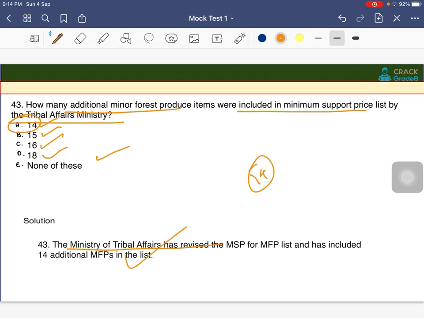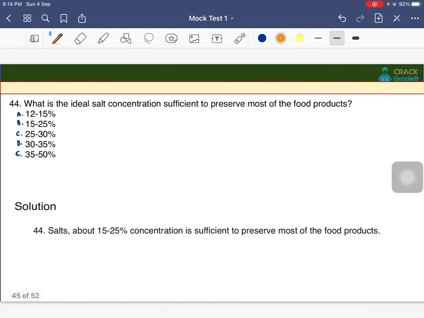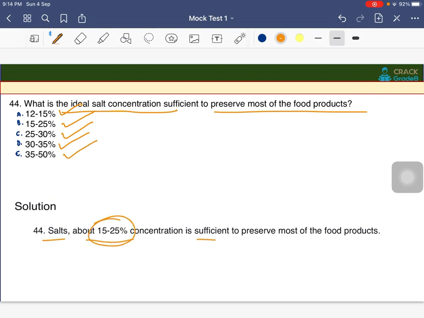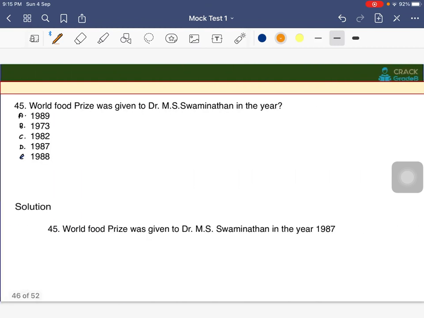What is the ideal salt concentration sufficient to preserve most food products? 12 to 15, 15 to 25%, 25 to 30%, 30 to 35%, or 35 to 50%. Salt at about 15 to 25% is most favorable to preserve most food products. World Food Prize was given to Dr. Swaminathan in which year? Okay, one or two questions will definitely come with respect to awards. It is in the year 1987.